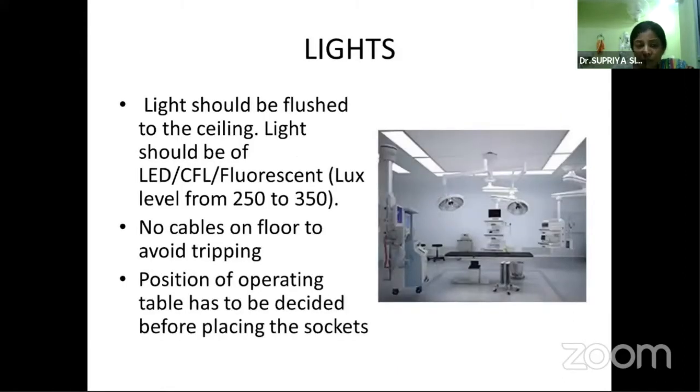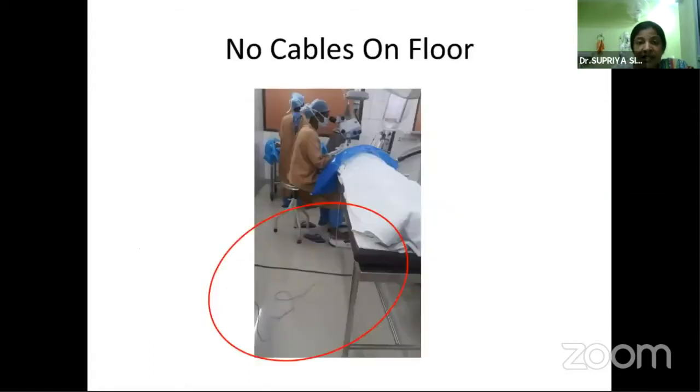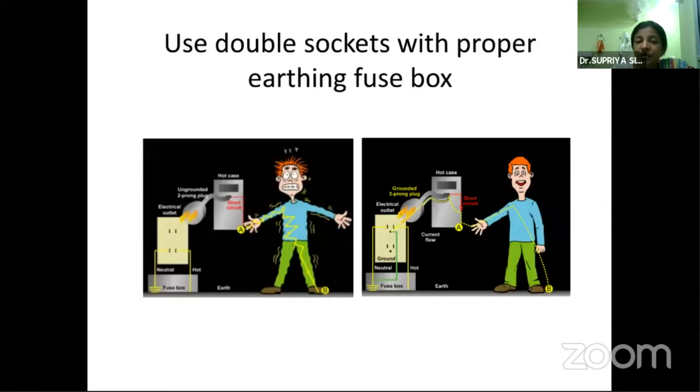Good lighting is needed in operation theatre. Light should always be flush to the ceiling, and the position of operating table must be decided before placing the socket so that the equipment can be plugged into the socket and can also reach the table simultaneously. Make sure there are no cables lying on the floor to avoid tripping. Use double sockets with proper earthing and fuse box.